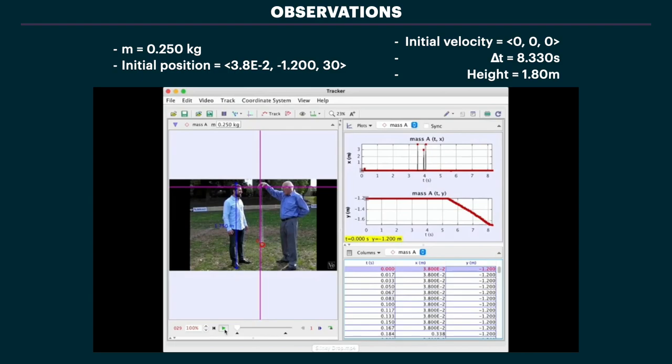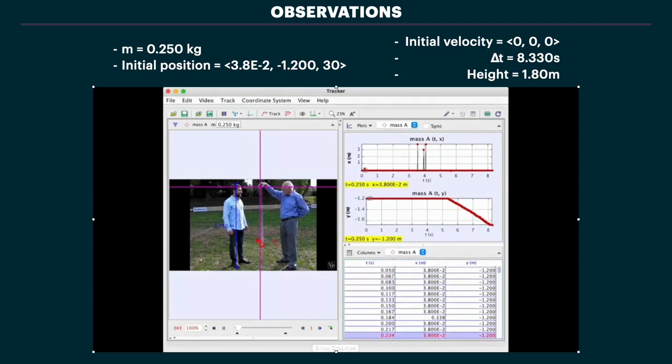These are the observations. The mass is calculated to be 0.25 kg. The initial position is as given. The initial velocity is obviously 0 as it is a free fall. The time of fall is 8.33 seconds and the height is 1.8 meters. Let's watch the video once.